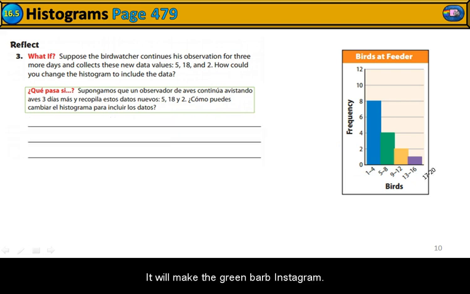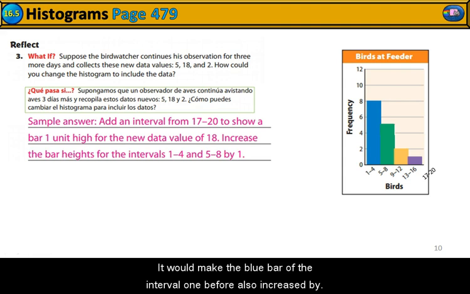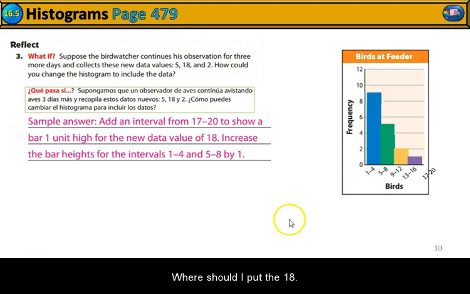It would make the green bar of the histogram increase by 1. It would make the blue bar of the interval 1 through 4 also increase by 1. But where should I put the 18? That's right, we need a new interval, 17 through 20, and that will have an interval frequency of 1. We have to build a new bar for a new data value.